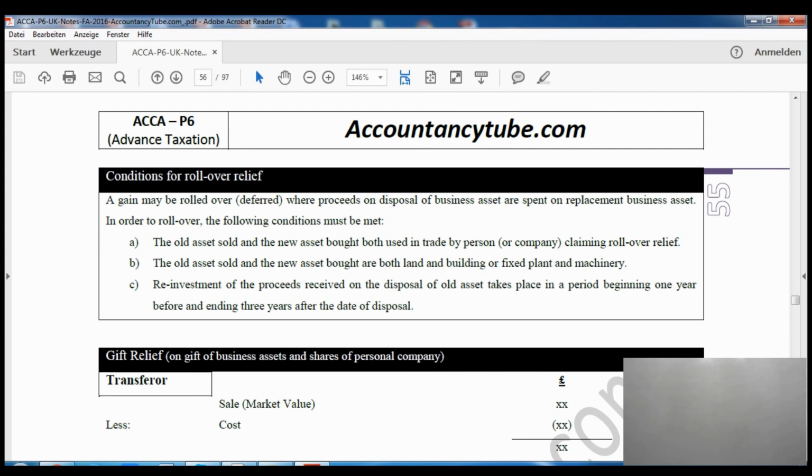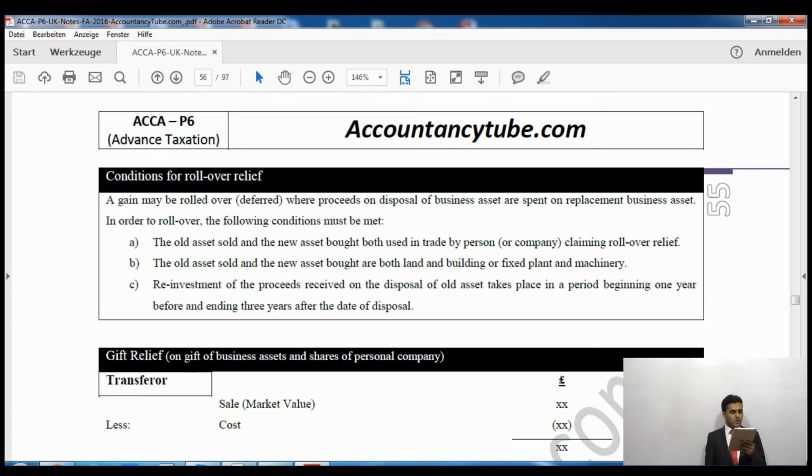Now we'll have to see the next one. If you come to page number 55, please. What are the conditions for rollover relief? Under what conditions can we have the rollover relief? So again, it may be rolled over where proceeds on disposal of a business asset are spent on a replacement business asset. In order to roll over, the following conditions must be satisfied: the old and the new business asset both must be used in the trade by the person claiming the rollover relief.